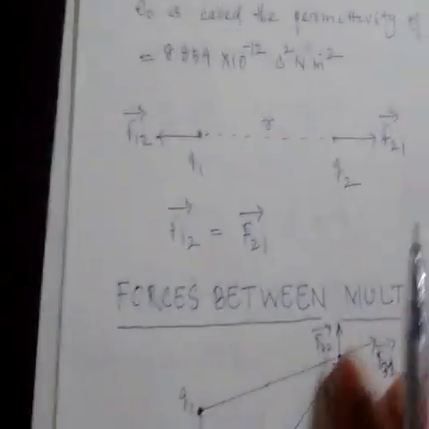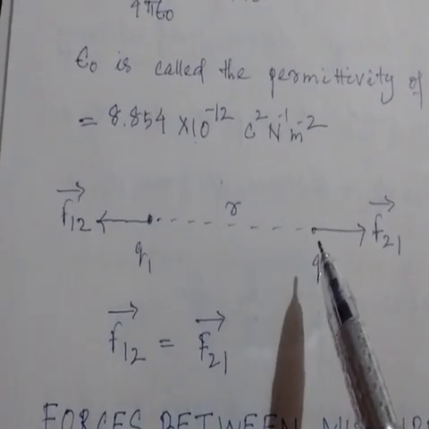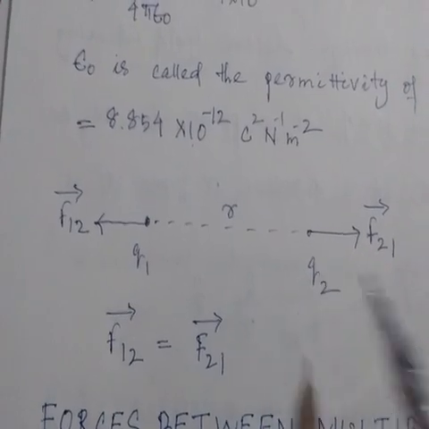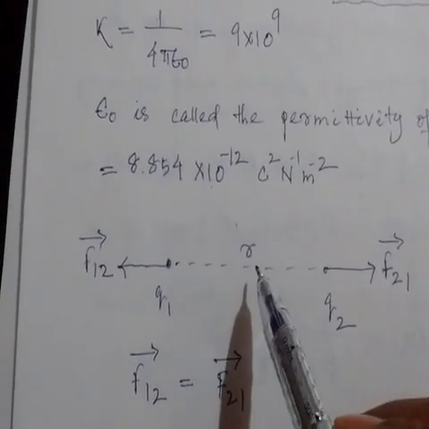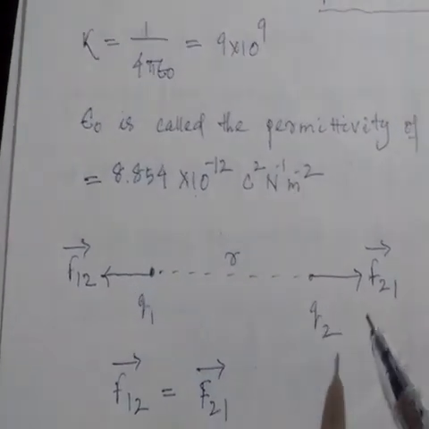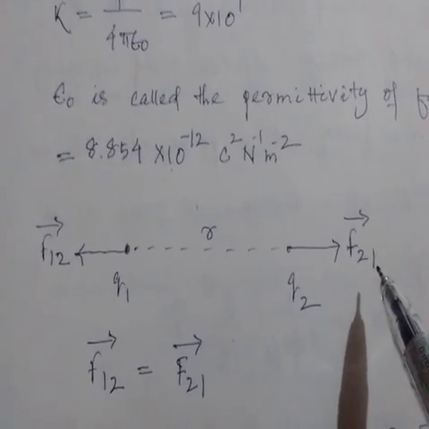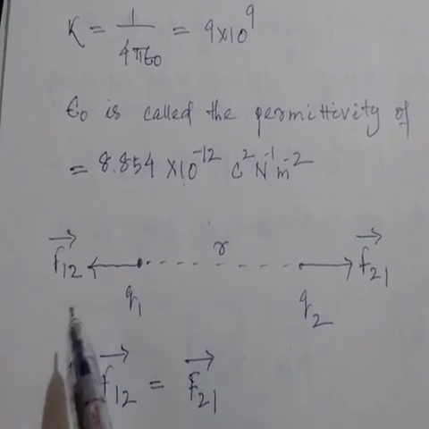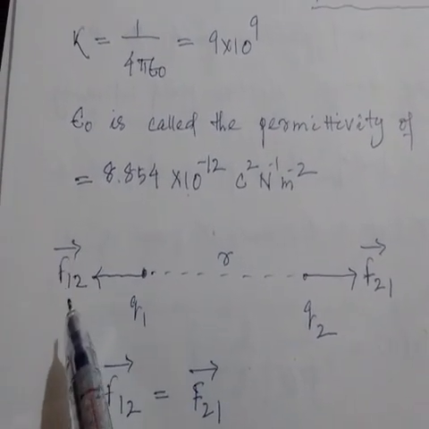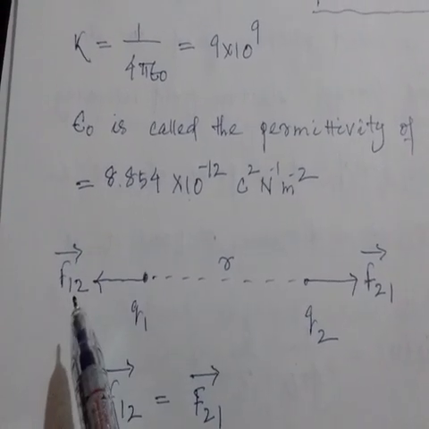Look here at the figure. Here Q1 is situated and here Q2 is situated, and R is the distance between them. Here, look, F21 is nothing but the force on charge 2 due to Q1, and it is directed along this direction, and F12 is the force on charge 1 due to charge 2. It is directed along this direction.